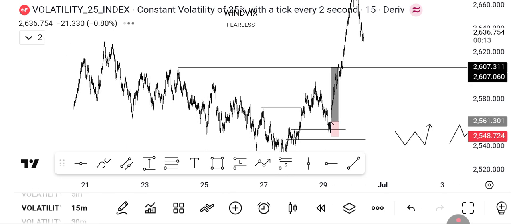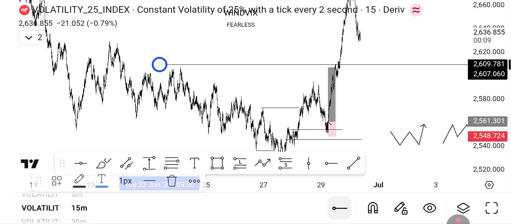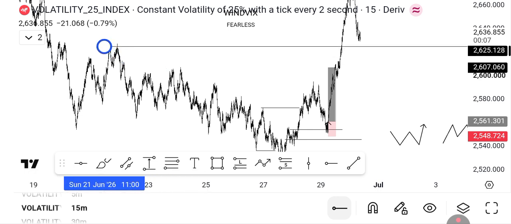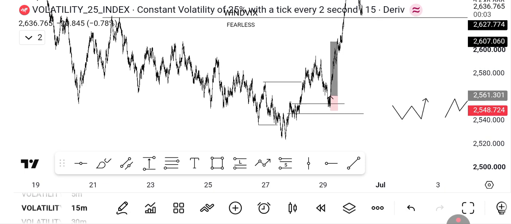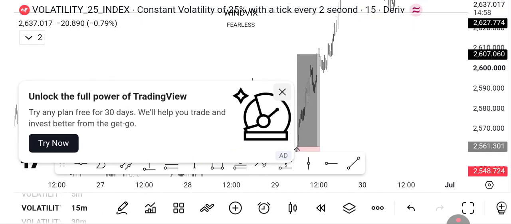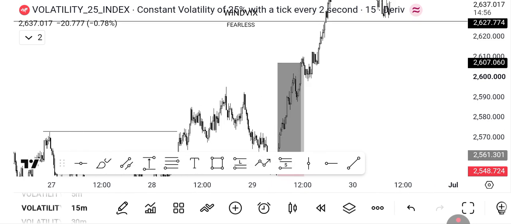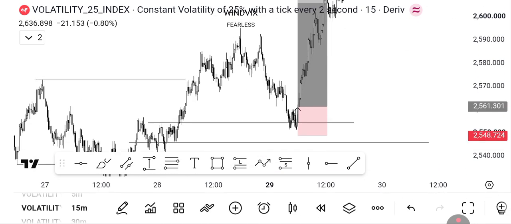Was that my TP level? Okay, sorry. Now I'm on 15 minutes, so I didn't. So this was my TP level actually. Yeah, that was my TP level. All right, so I targeted that point. Targeted that point. So that would have given me a 5 hour exactly.